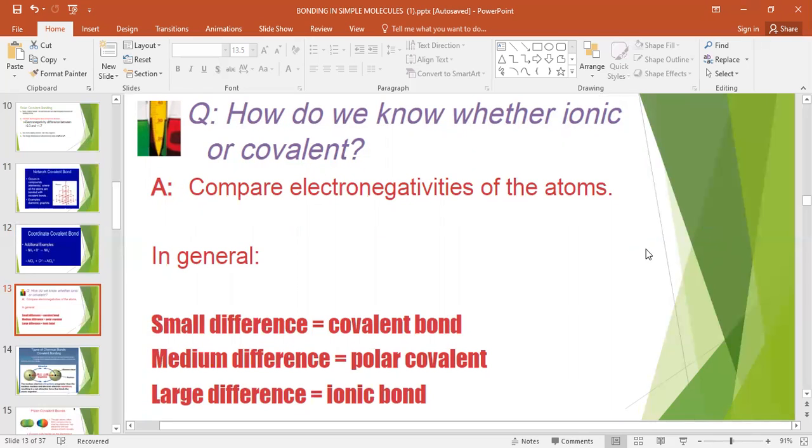Now, this is the summary of what we studied before. How do we know whether a bond is ionic or covalent? We compare the electronegativity of the atoms. You understand why we need electronegativity? We are going to compare the bonding, and we want to know whether it is ionic or covalent. If there is a small difference between both, it is covalent. If a medium difference, like 1, 1.5 till 1.7, which type of bonding do we call it? Polar. And if a large difference, like 2, 2.3, 2.5 and 3, that is called an ionic bond.